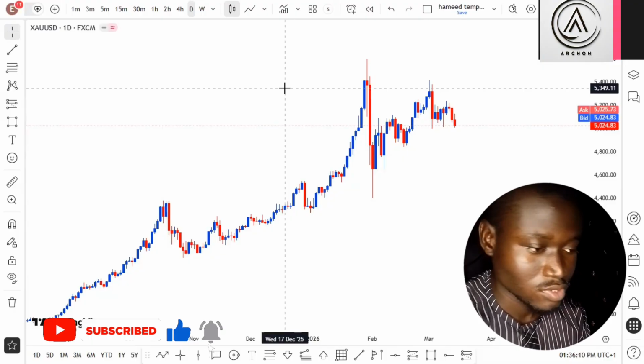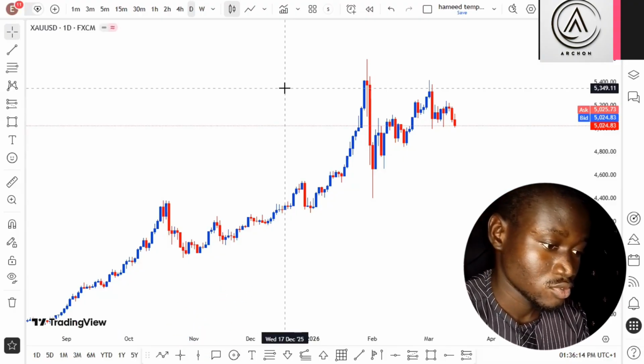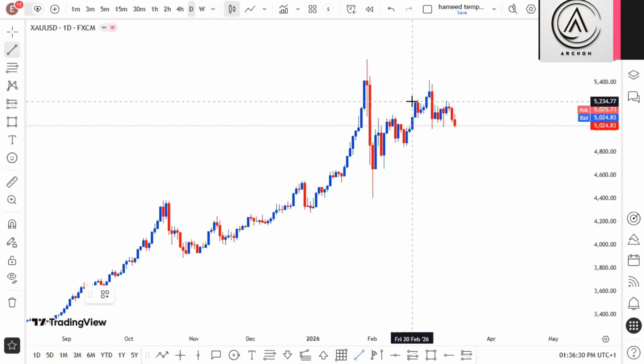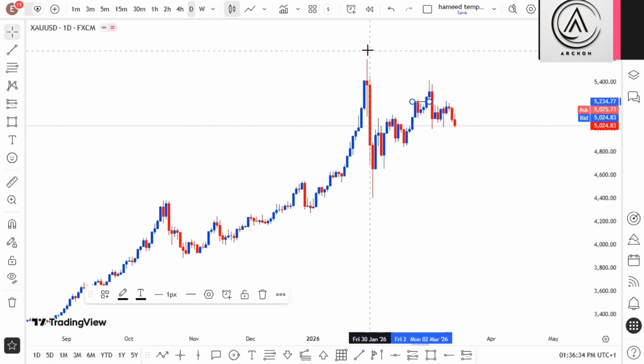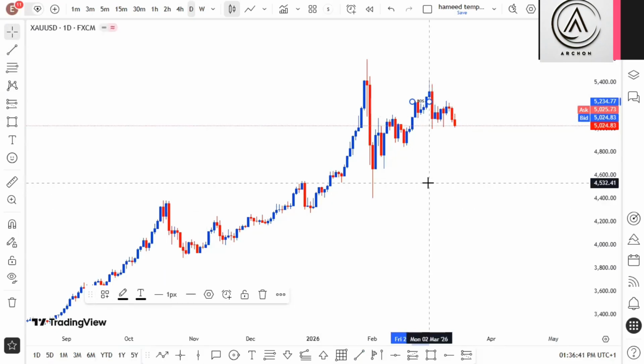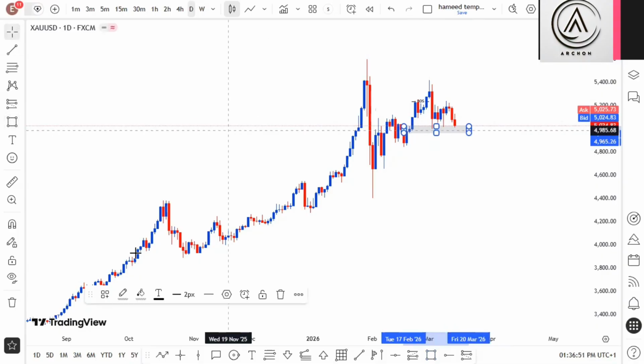So now, without wasting much of our time, let's go straight to simplify the charts. On the daily time frame, first off, we have this break of structure. This is the last break of structure that we have on the daily time frame. With this last break of structure, we should look for the origin that caused it. Where is the origin that caused the break of structure? Yes, this is the origin here, which also has an order block there.